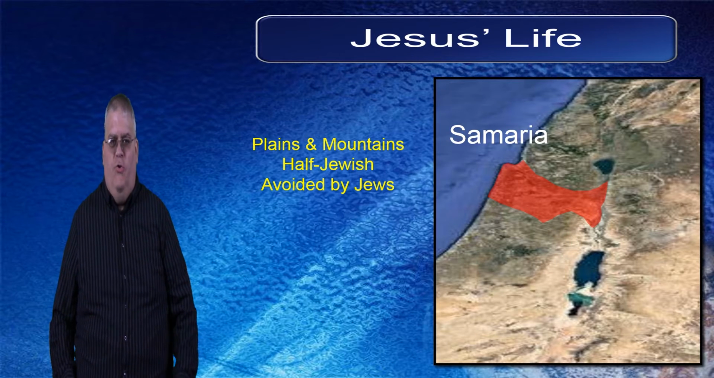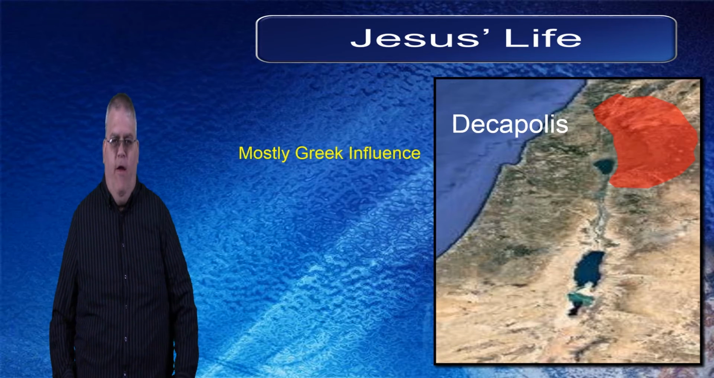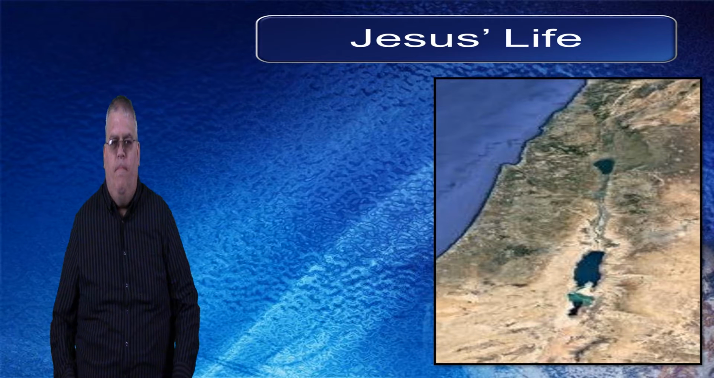And then the last territory I want to briefly mention is the Decapolis, which means 10 cities. This was the mostly Greek area across the Sea of Galilee. Jesus traveled there on a few occasions. That is the physical setting in which Jesus lived and traveled.